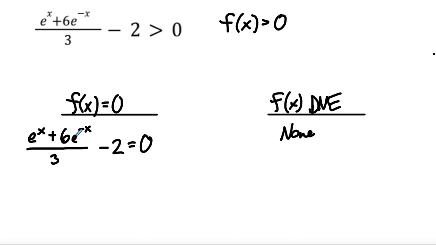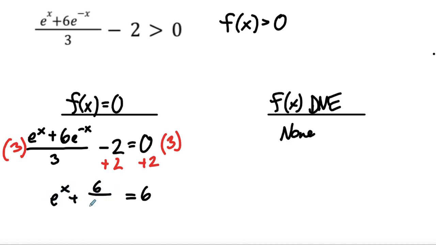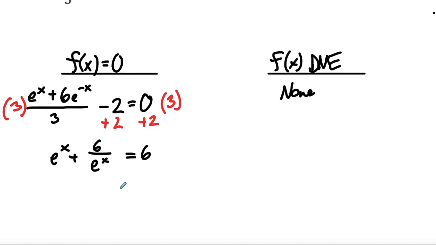Okay, so we go ahead and we set this equal to 0. The first thing I'm going to do is add 2 to both sides, and I'm also going to multiply by 3, because that's going to get rid of the denominator here. So I'm going to do 2 steps in one. I put the 2 over there. If I multiply by 3, that becomes 6. Now this denominator is gone, and we have e to the x plus 6, and I'm going to write this over e to the x.